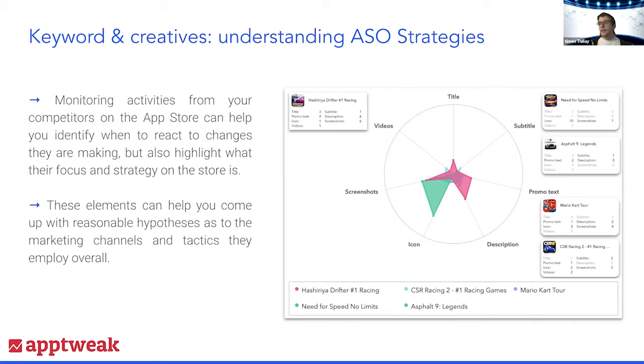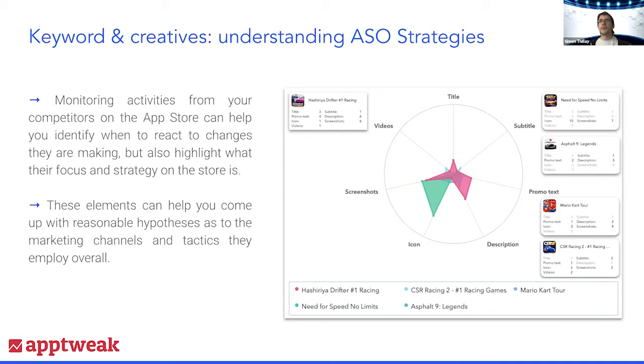And that's going to be interesting because if we compare this to CSR2, for instance, you can see that CSR2 has updated their subtitle twice. They've made changes to both text and creatives. And that to me means they have a more global approach to ASO, but especially that they're doing keyword optimization when Need for Speed is not.